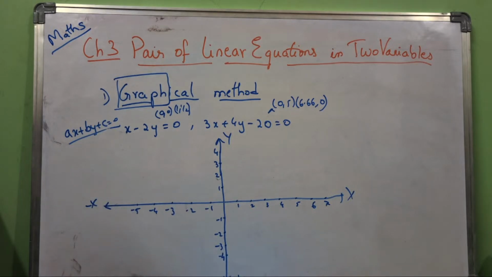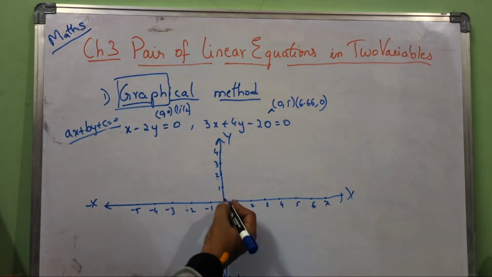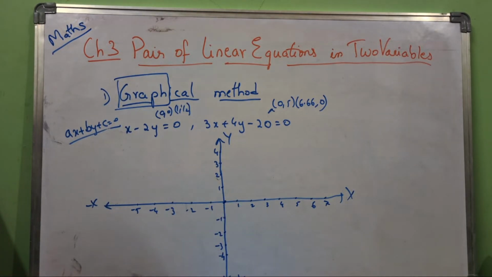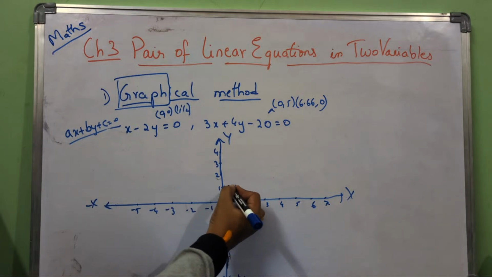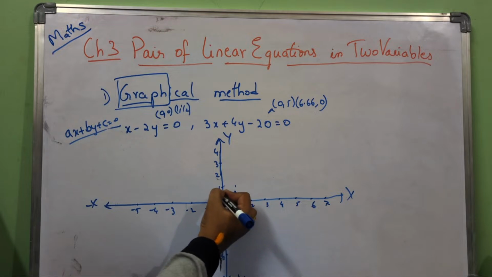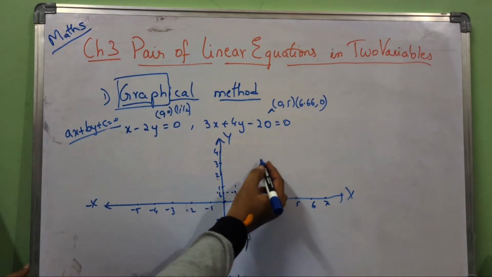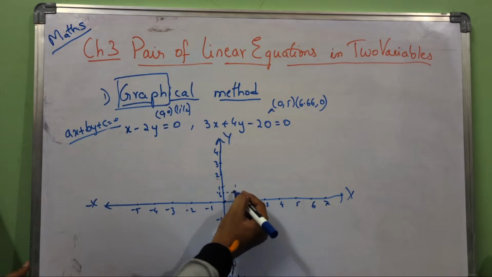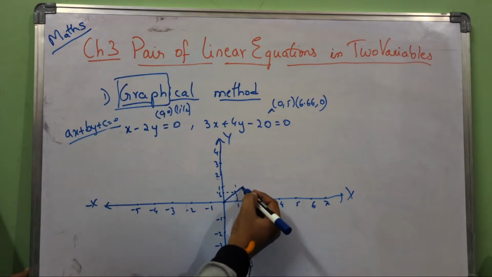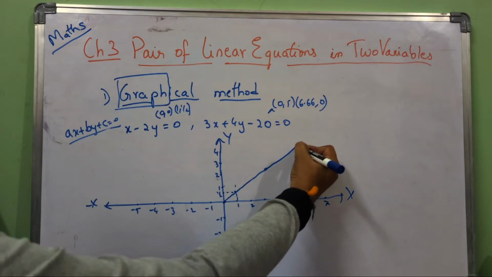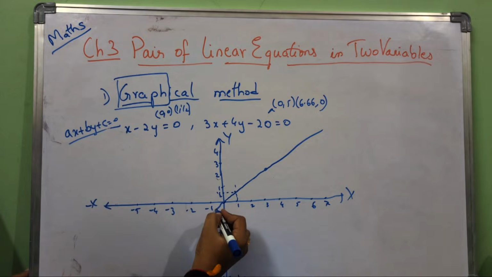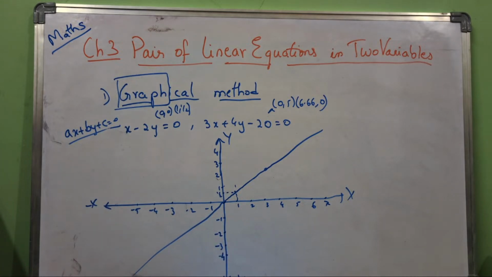So what is the first point? Let's mark this equation first: 0, 0 and 1, 1 by 2. 0, 0 is here. X is 1, y is 1 by 2, it will be here. So if you mark these two and plot a graph, this is the first graph. You can also cross check.